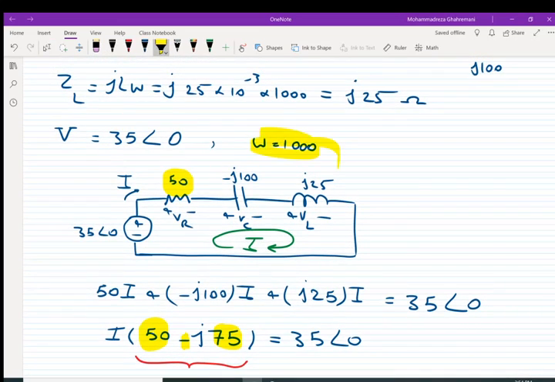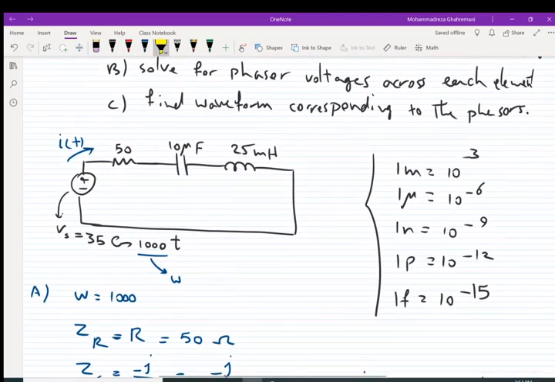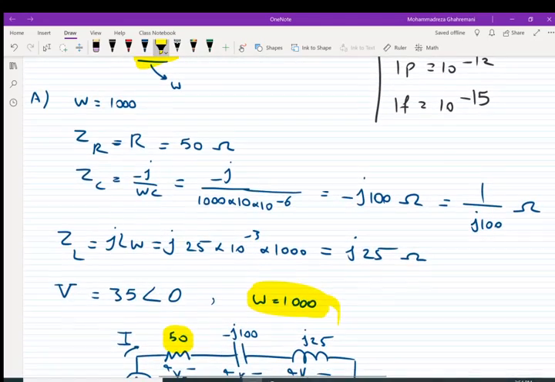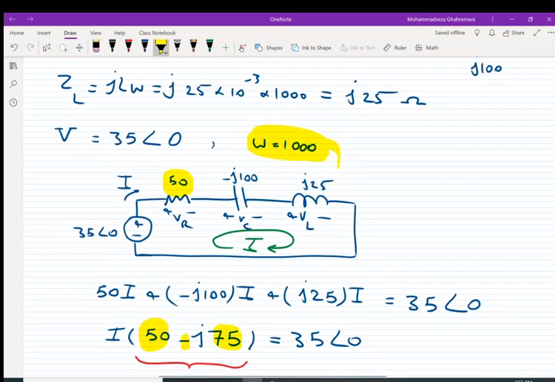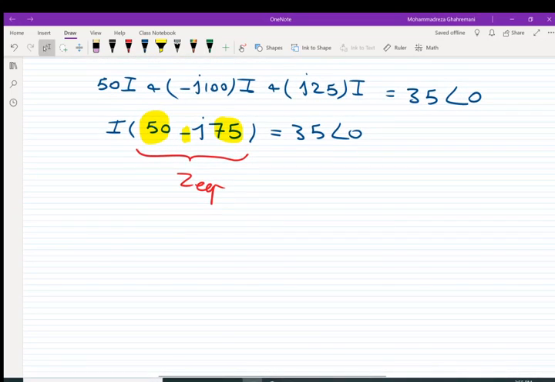One more thing: if we change the frequency in our problem, all these values will change. So these values are determined based on the existing frequency. If the frequency changes, the values will change. Okay, now let's continue to find phasor I, and I is equal to 35 with the angle of 0 over 50 minus j75.